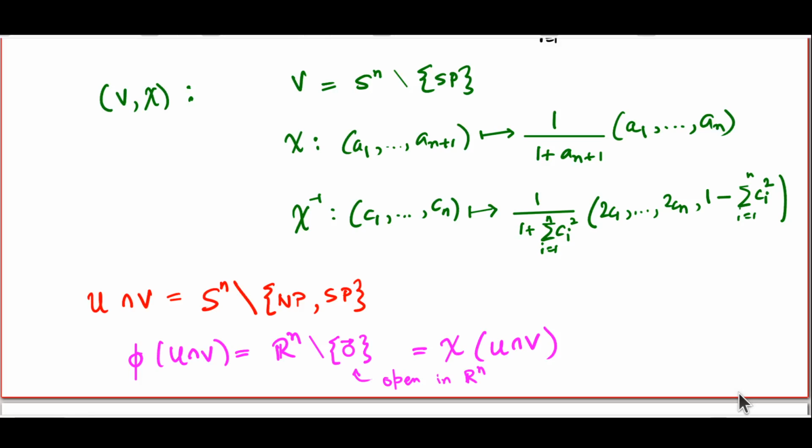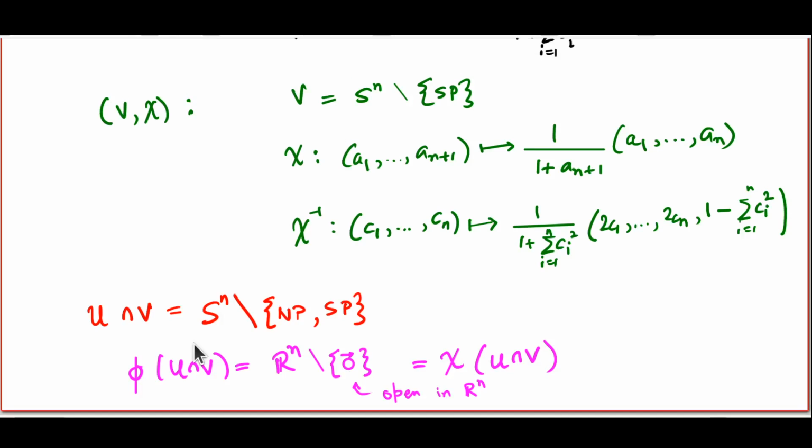And it's equally easy to see that if you apply chi, the pseudographic projection from the south pole map, on U intersection V, you get back the same image, that is Rn with the origin removed. So both phi of U intersection V and chi of U intersection V, which in this case happen to be the same set, are open sets in Rn as we are demanded. The next step, of course, involves looking at the transition functions phi composite chi inverse and chi composite phi inverse.